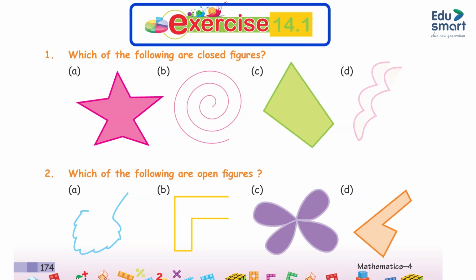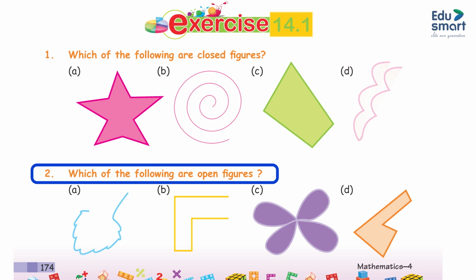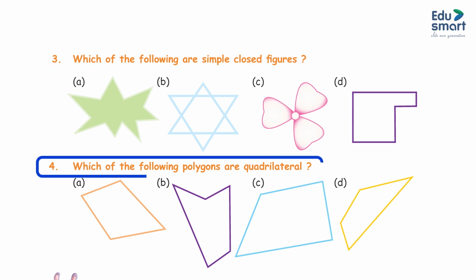Exercise 14.1. Question 1. Which of the following are closed figures? Answer: A and C are closed figures. Question 2. Which of the following are open figures? A and B are open figures. Question 3. Which of the following are simple closed figures? A, C and D are simple closed figures. Question 4. Which of the following polygons are quadrilaterals? A, C and D are quadrilaterals.